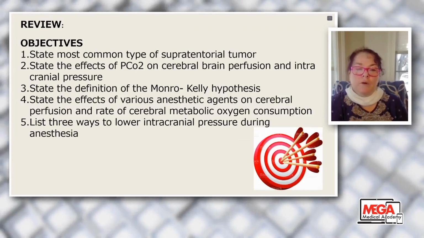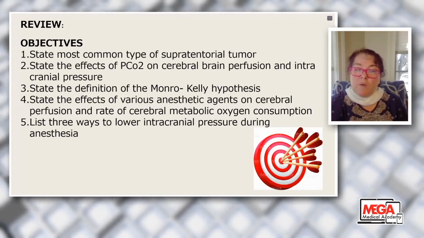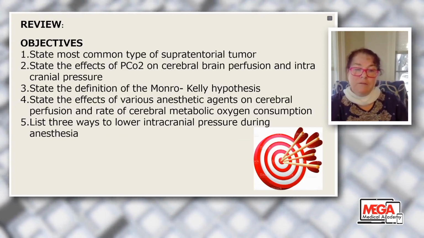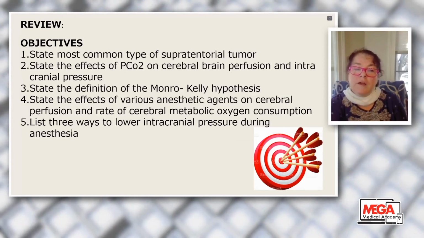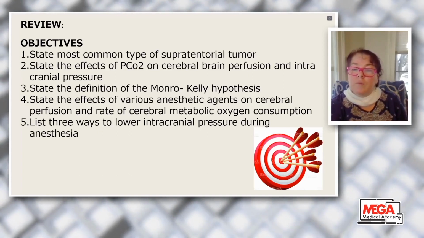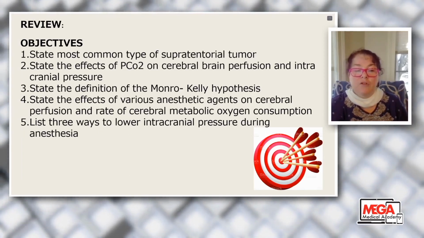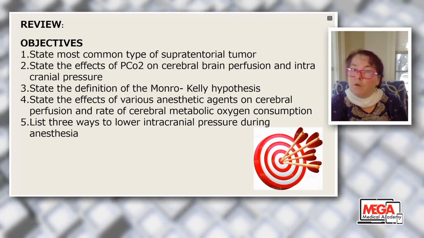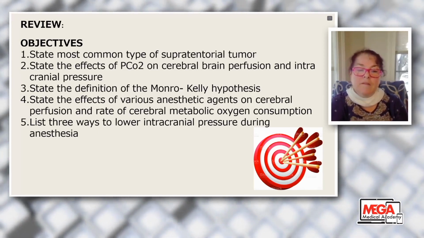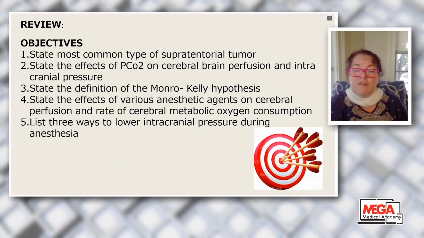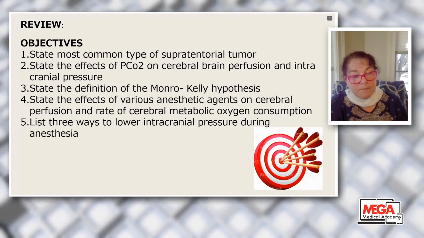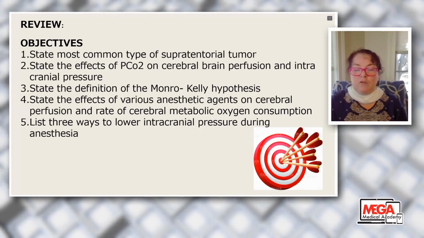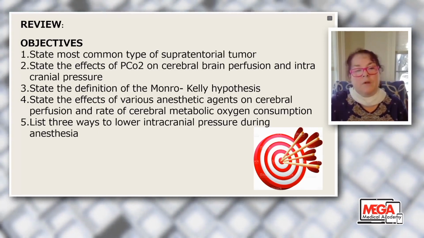So, review. Our objectives today were as follows. State the most common type of supratentorial tumors. State the effects of PCO2 on cerebral brain perfusion and intracranial pressure. State the definition of the Monro-Kellie hypothesis. State the effects of various anesthetic agents on cerebral perfusion and the rate of cerebral metabolic oxygen consumption. And list 3 ways to lower intracranial pressure during anesthesia.